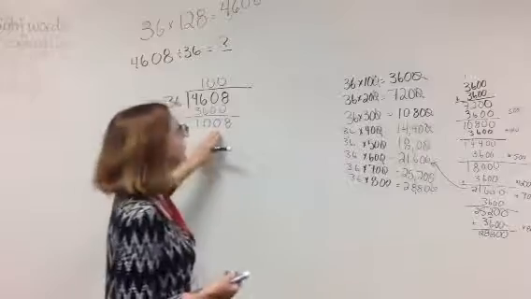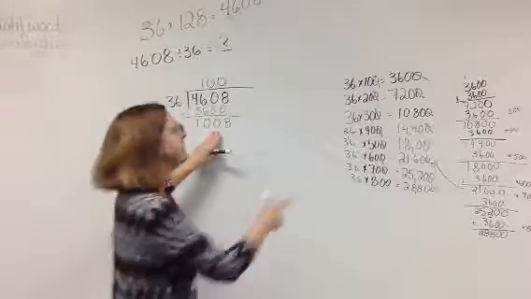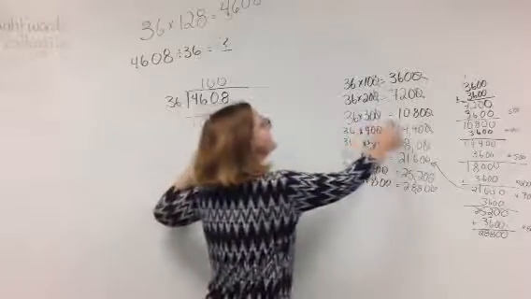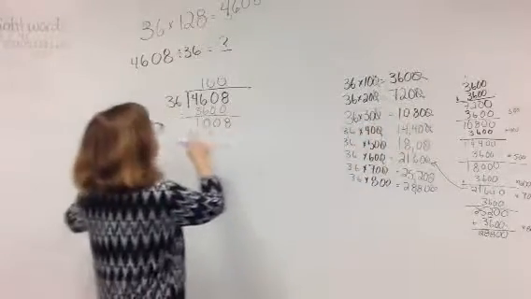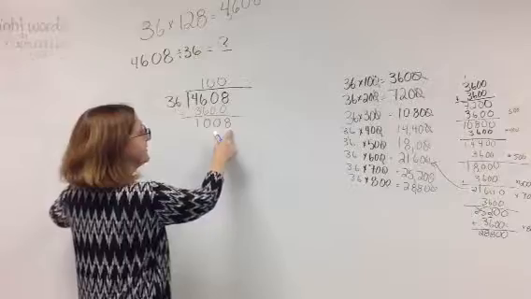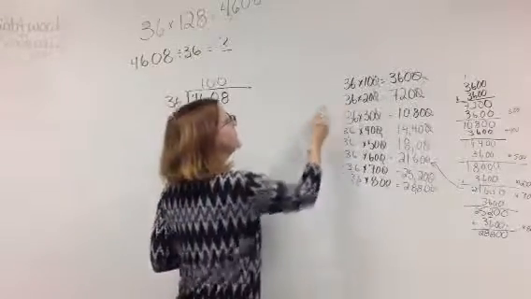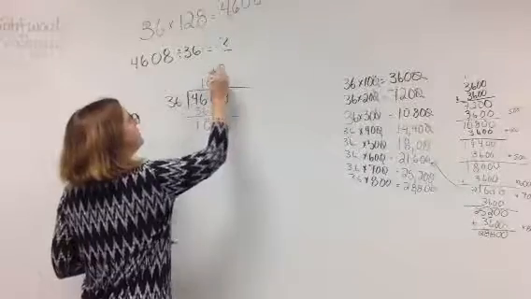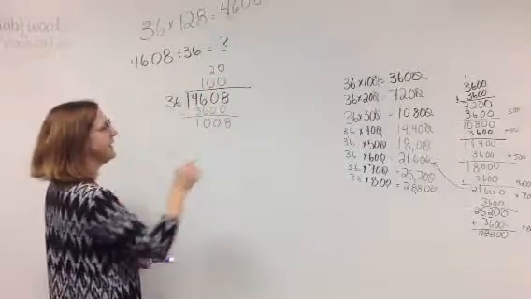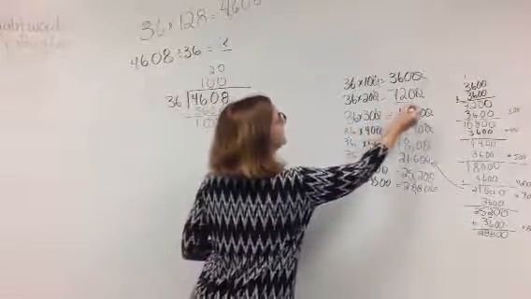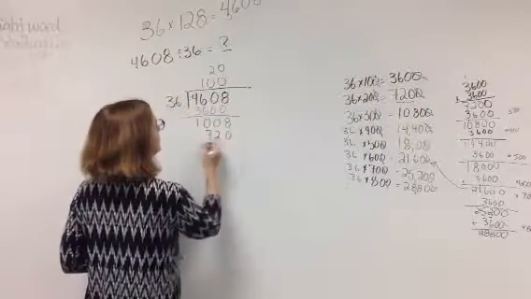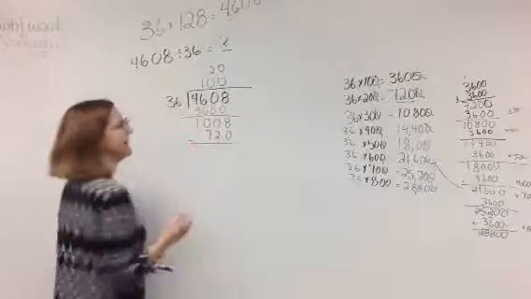And while that number looks really close, this is 80 and this is 08. So I know that 1,080 is greater than 1,008. So I'm going to use my 20. I'm going to put 20 here as my partial quotient, and I'm going to multiply, and I already know that the answer is 720. So I'm going to put 720 here, and I'm going to subtract.